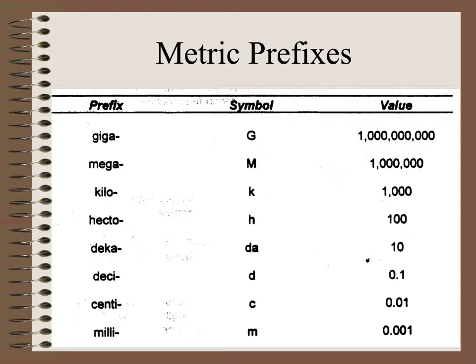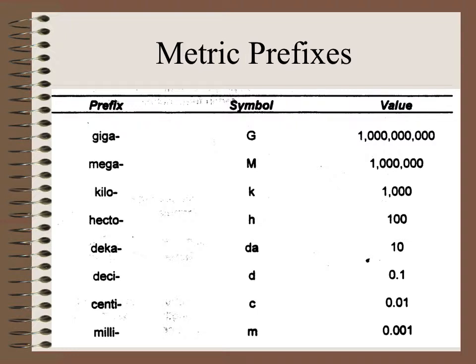Next we have deci, which means 1/10, and it's a lowercase d. Centi, 1/100th, which is abbreviated as a lowercase c. And milli, which is 1/1000th, which is abbreviated as a lowercase m. Notice that each one of these corresponds to a power of 10. So therefore, we're going to be using this just like we use our regular number system every day.